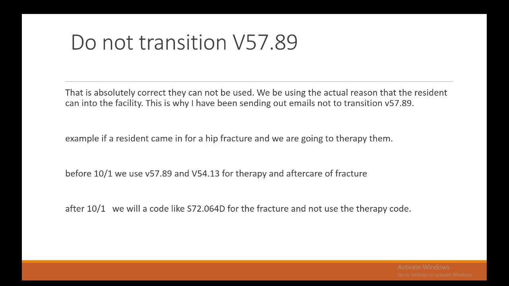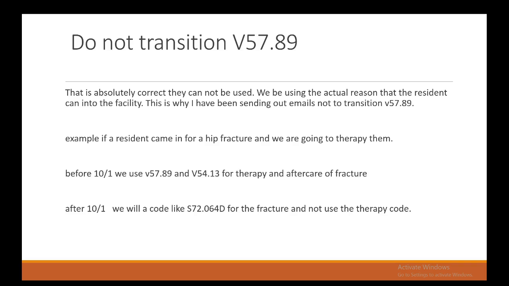Do not transition. I can't say that enough, y'all. Do not transition. That means do not map V57.89 because you're going to get a denial. That means this is absolutely correct. V57.89 should not be used in ICD-10. We will be using the actual reason that the resident came into the facility as our 67. This is why I have been sending out emails to you all. Do not transition V57.89.